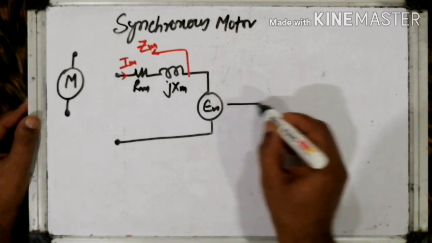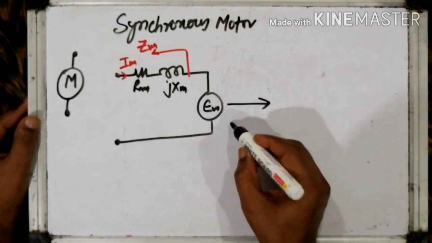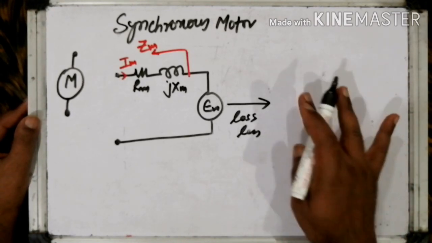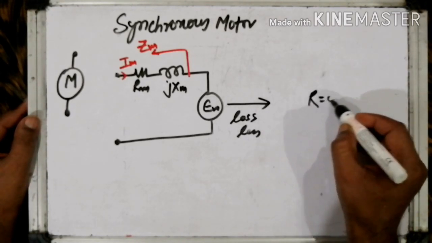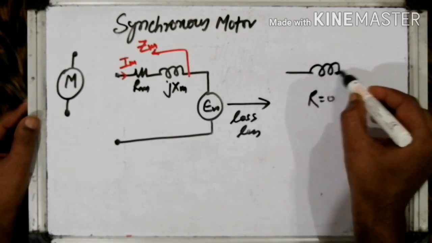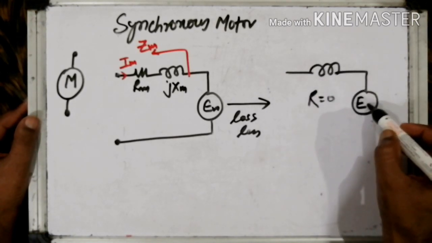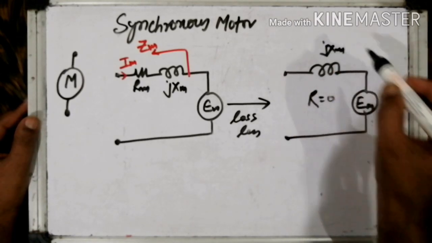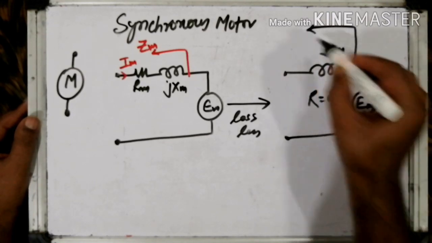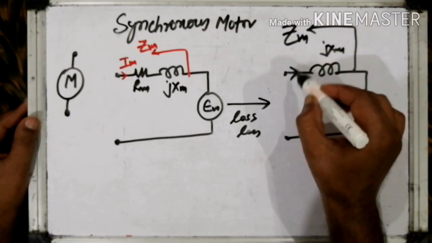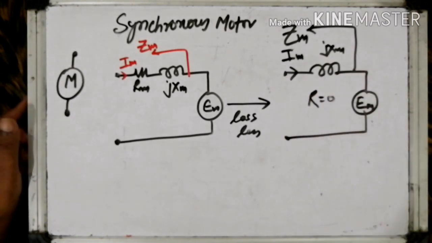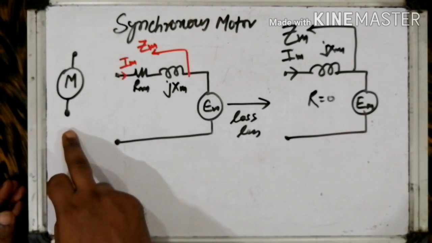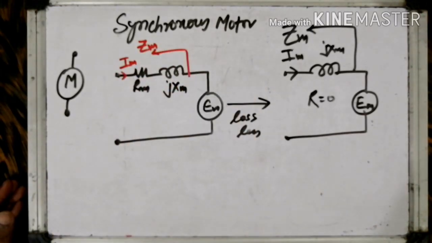Now in the case of lossless, what will happen? Its resistive part is 0, R is 0. Then there is only the inductive part and EM. This one is JXM. It is represented as impedance ZM. This is the current passing through the motor. So this is the actual diagram, and this is the symbolic representation of synchronous motor.